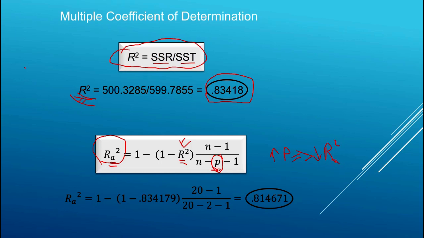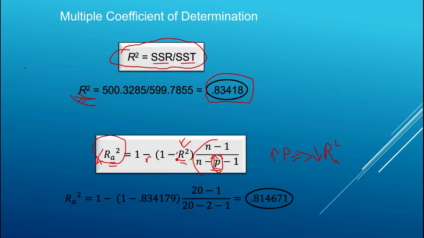It's going to fall. You can see that because if p goes up, the denominator here is going to go down, which is going to cause this term to fall, but I'm subtracting this out, so it's going to cause the adjusted R-squared to fall also. So when p goes up, n minus p is going to fall. This term is going to increase, and if this term increases, since it's being subtracted out here, the adjusted R-squared is going to go down. So the increase in p here clearly leads to a decrease in adjusted R-squared here.